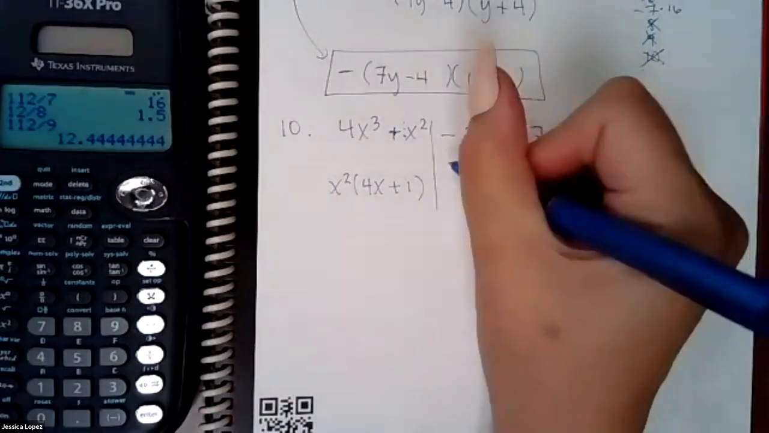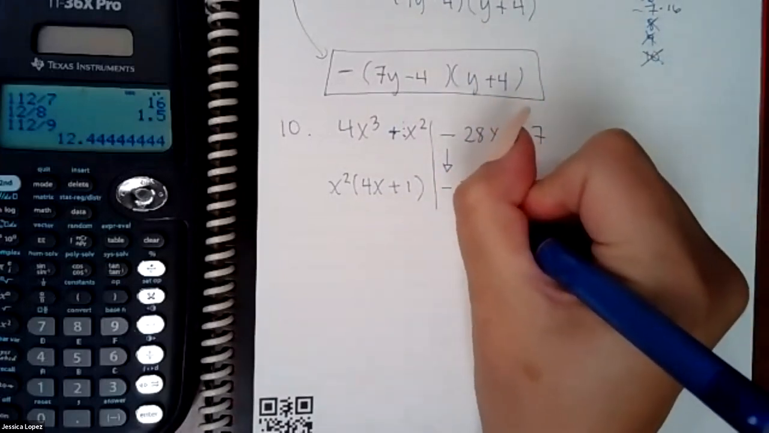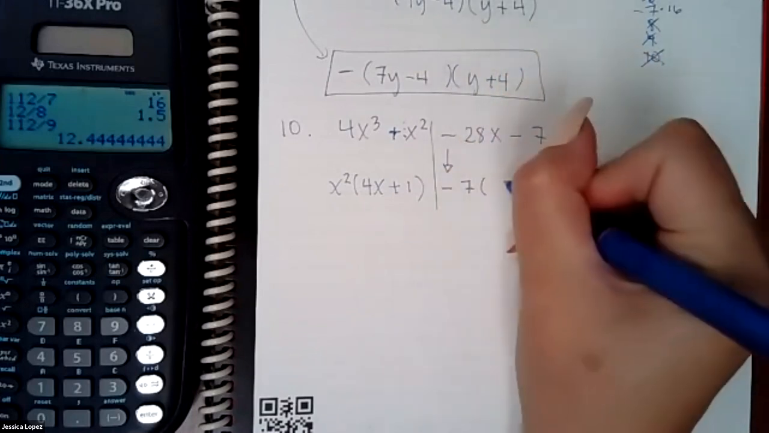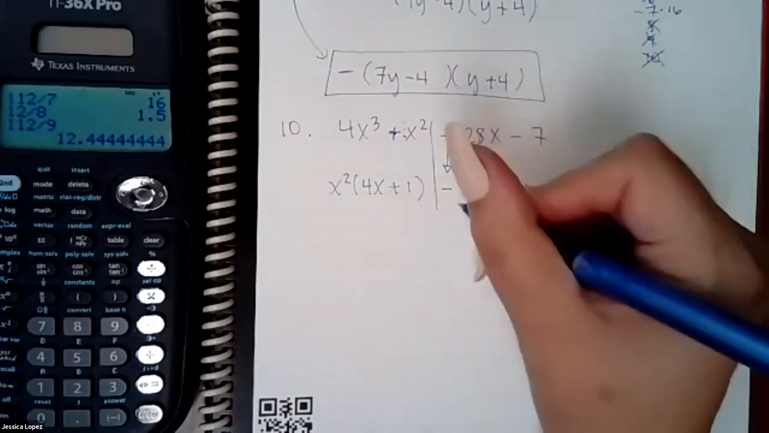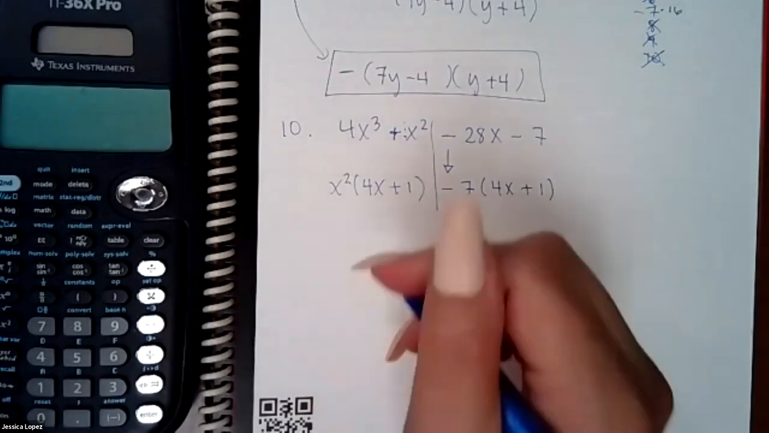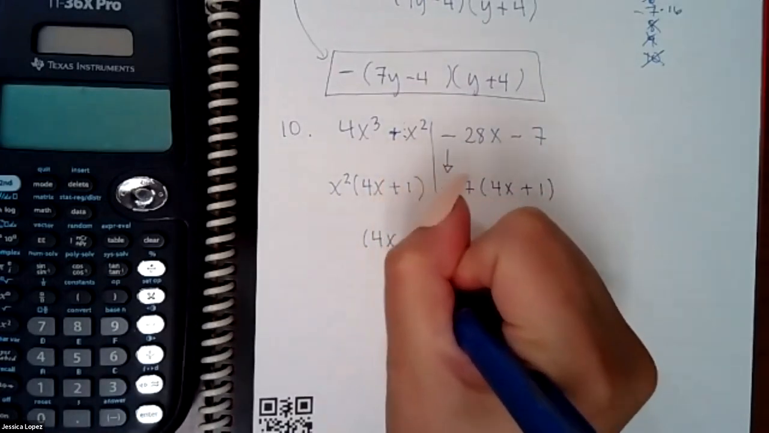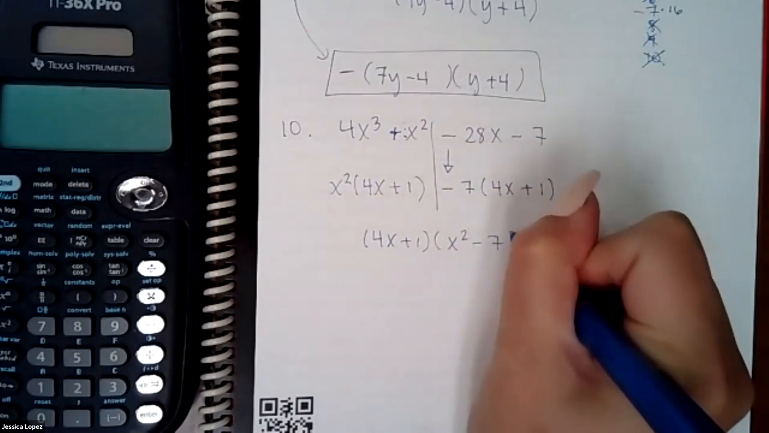Okay, the other side is a little bit more what we're used to. These can both be divided by 7. So a negative and a negative is positive. 7 divided by 7 is 1. Anything divided by itself is 1. The two parentheses do match. And that leaves me with X squared minus 7.